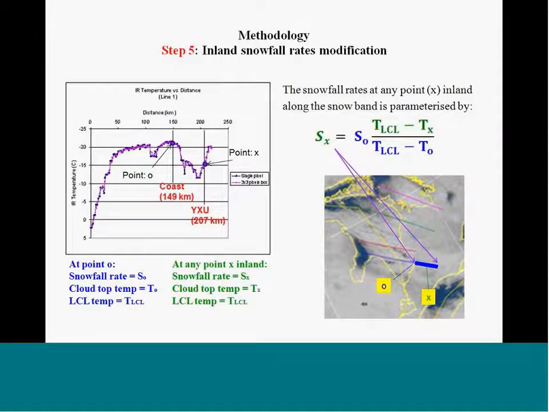And the inland rate modification, okay? That is, as it moves inland, you will modify it because of the moisture and heat transfer from the lake. So the snow rate usually decreases as we move inland.